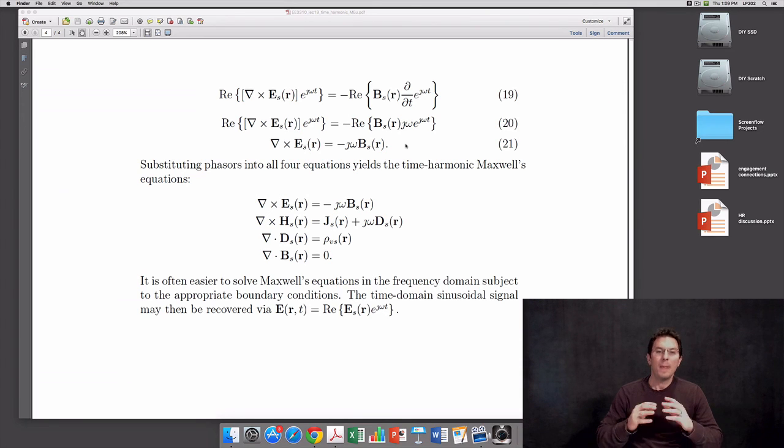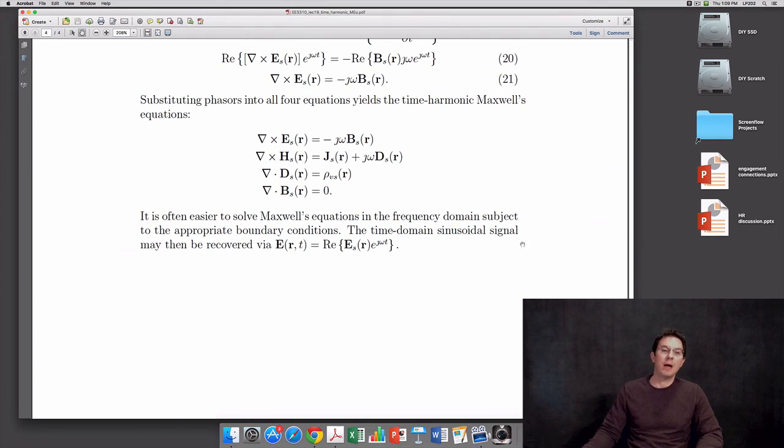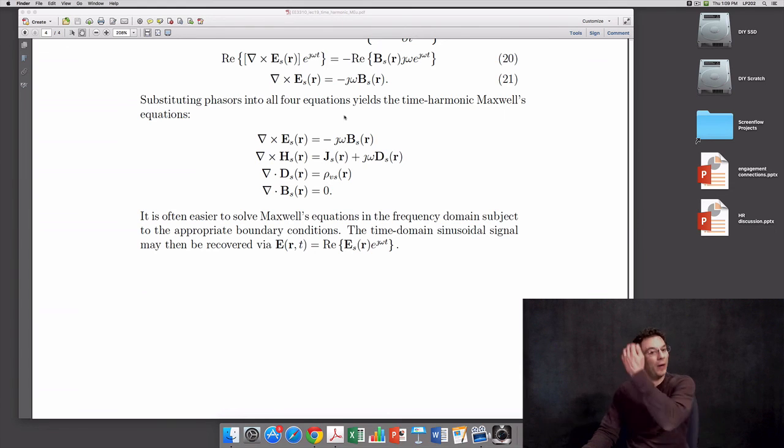If we play the same game with all four of Maxwell's equations, in other words, if we substitute phasors into all four of Maxwell's equations, we end up with the time-harmonic Maxwell's equations right here. So this is the time-harmonic Faraday's law. Curl of the electric field is equal to minus j omega times the phasor representation of the magnetic flux density. The curl of the magnetic field is equal to J plus j omega D.